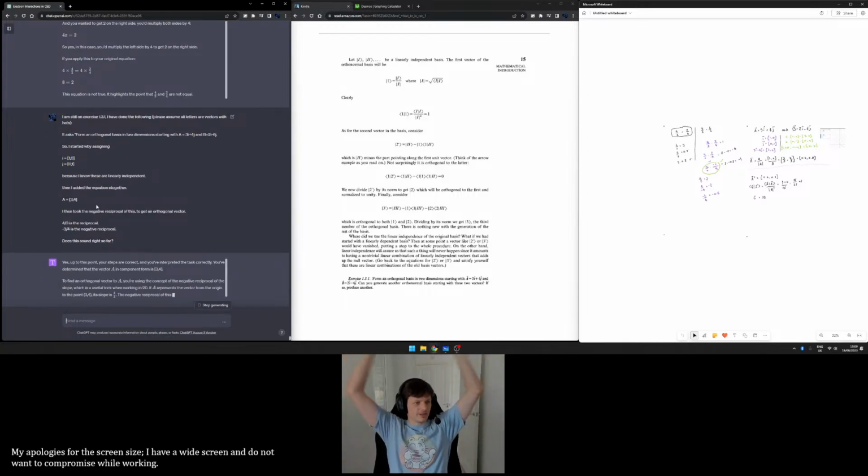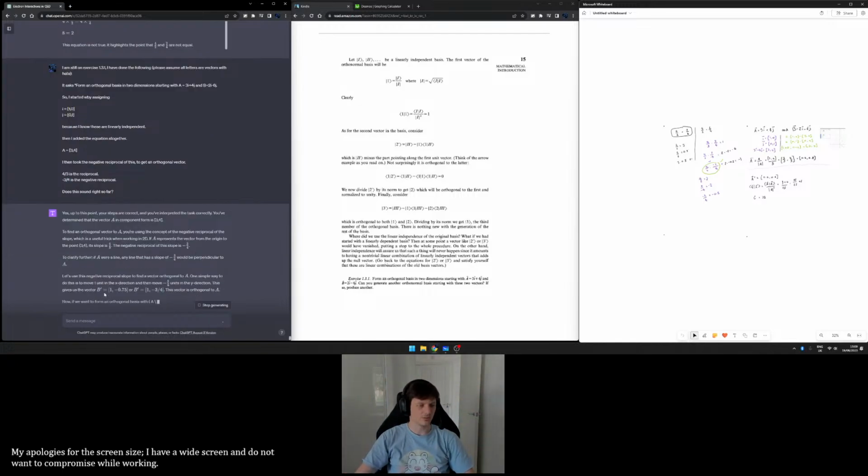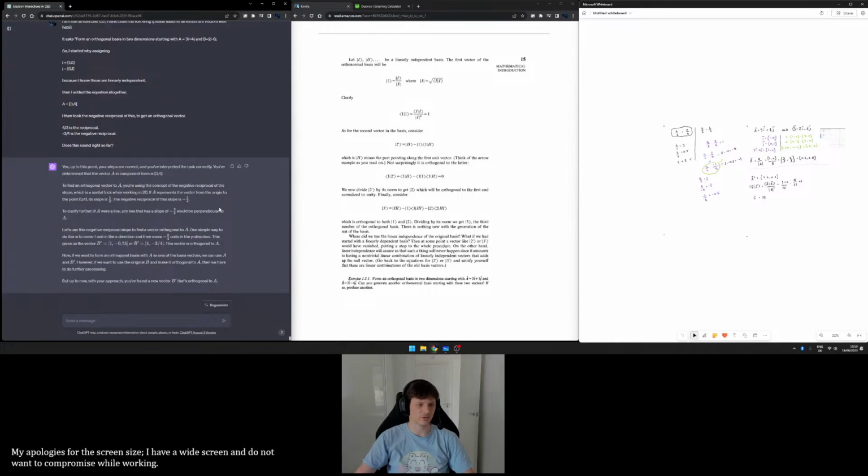So you've determined that the vector A is component form is 3, 4. To find an orthogonal vector to A, you're using the concept of the negative reciprocal of the slope, which is a useful trick when working in 2D. If A represents the vector from the origin to the point 3, 4, its slope is 4, 3. The negative reciprocal of this slope is negative 3, 4. To clarify further, if A were a line, any line that has a slope of negative 3, 4 would be perpendicular to A. Let's use this negative reciprocal slope to find a vector orthogonal to A.